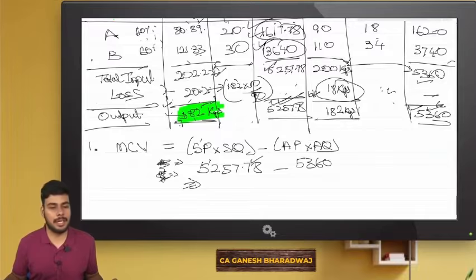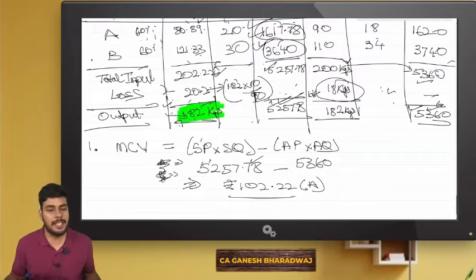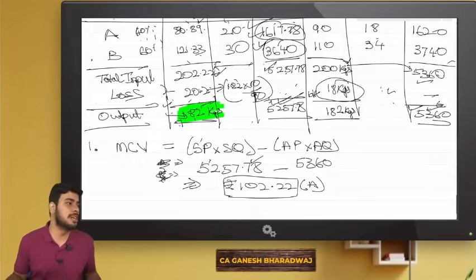So tell me, adverse or favorable? You should have incurred 5250 and odd, but you've actually incurred 5360. You should have spent only 5200 and odd, and you have spent more, no? Is it adverse? Is it favorable? Absolutely not favorable. It's adverse. How much is it? Rupees 102.22, within brackets, adverse. Always remember, if you just write this and leave, they will not give you marks.